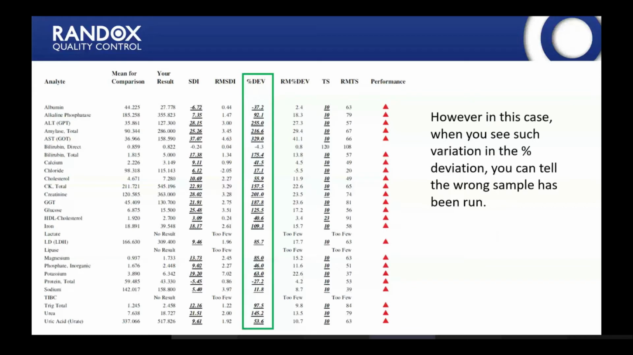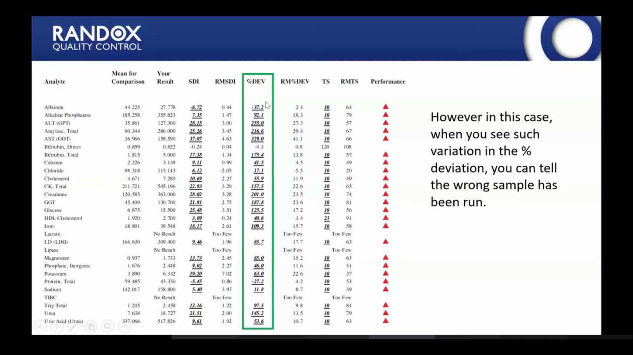So this is the other example. Stephen had mentioned that I would be showing you the two examples. The previous one was a reconstitution error, and this is where the lab has submitted the results for the wrong sample. So in this instance, again, we have all the red triangles, so we know, again, this is likely to be a sample issue.